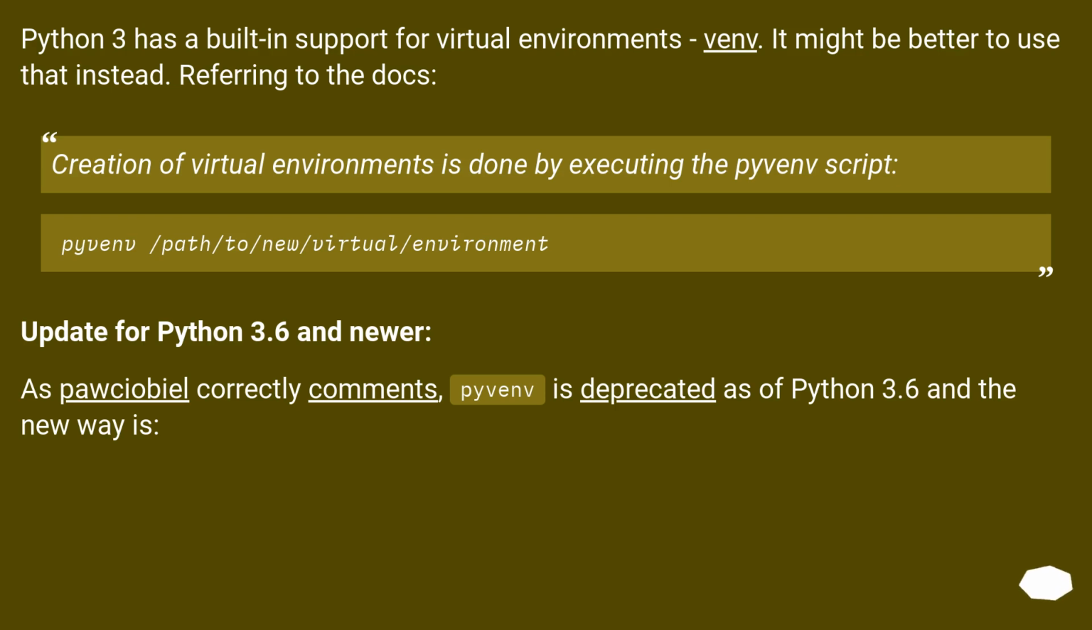Referring to the docs: creation of virtual environments is done by executing the pyvenv script, pyvenv /path/to/new/virtual/environment. Update for Python 3.6 and newer. As Paulo Bial correctly comments, pyvenv is deprecated as of Python 3.6 and the new way is.